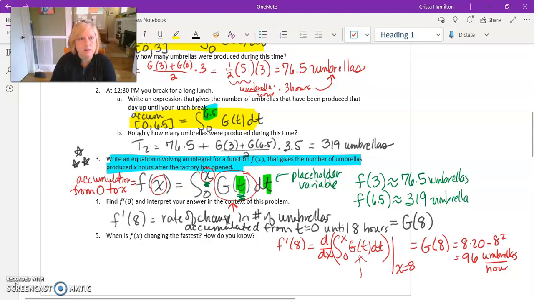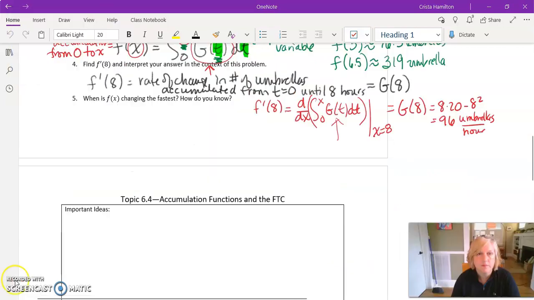All right, now the second question that they had here is this idea of when is f of x changing the fastest? All right, so f of x is changing the fastest. Realize that this is really an optimization problem. So f of x changes the fastest. We're looking for the max speed.